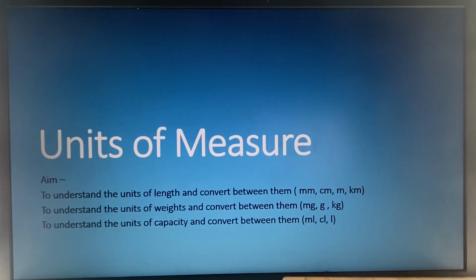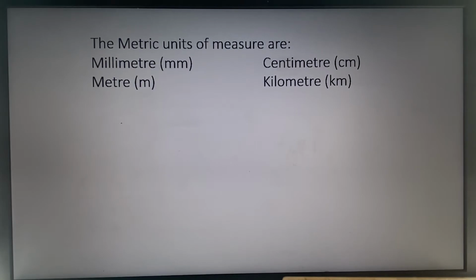We're looking at units of measure, measures of lengths, weights and capacity, the different types of units of these lengths, weights and capacity, and how to convert between them and how to do problem solving using these conversions. So first of all, we're going to look at measuring length. So millimeters, centimeters, meters and kilometers, and how to convert between these when we understand the differences.